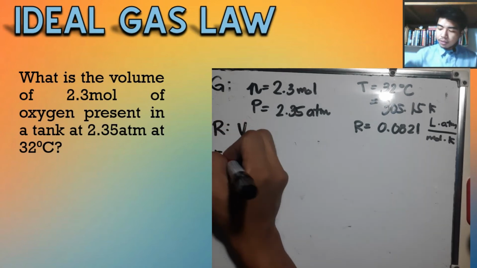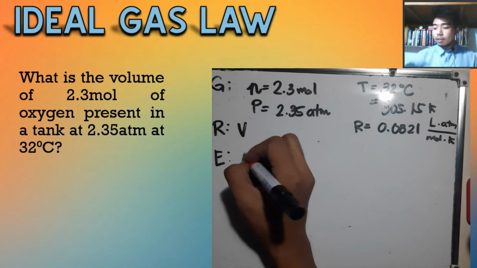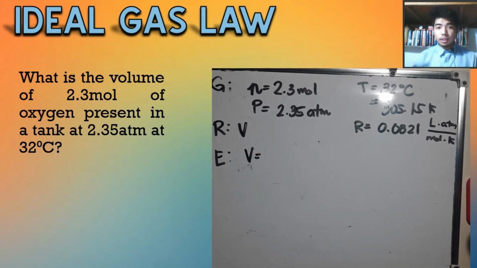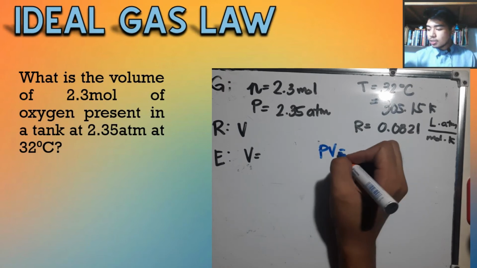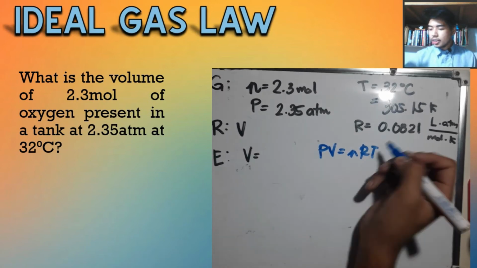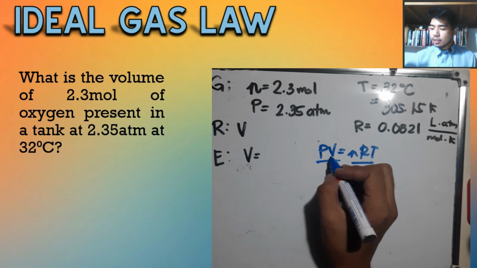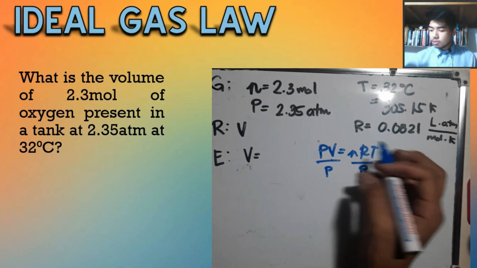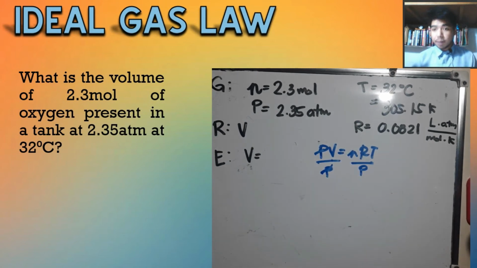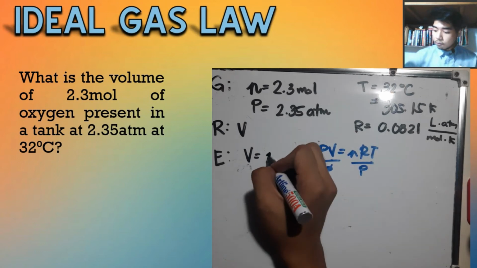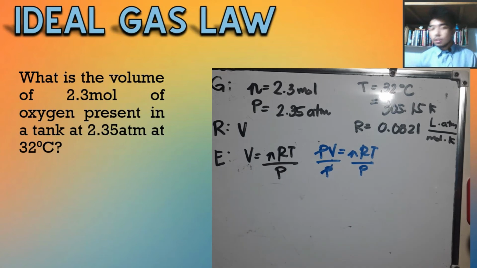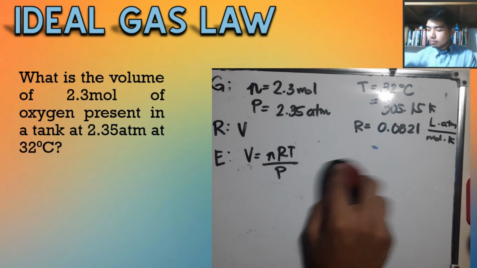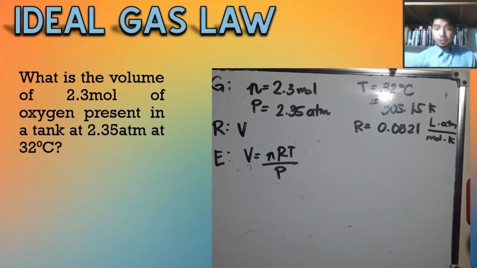Now, for our equation, since we are looking for the volume, once again, we are going to use the base formula, which is PV is equivalent to nRT. We're going to isolate volume, so we are going to divide both sides by pressure, which will give us the formula nRT over P. So this would be the formula that we are going to utilize.